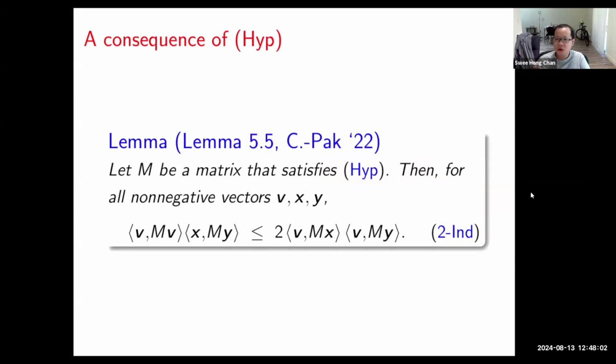And the proof goes like this. One of the consequences of the hyperbolic property is what we call the two-independence, which says that if the matrix M satisfies the hyperbolic property, then for all non-negative vectors V, X, Y, we have that VMV times XMY will be less than 2 times VMX times VMY.